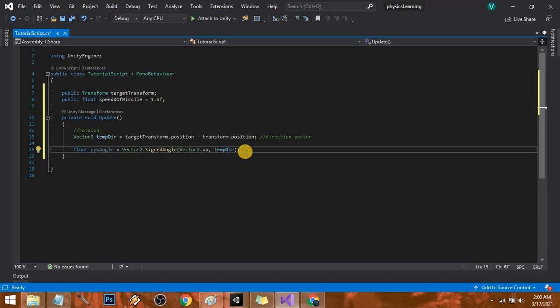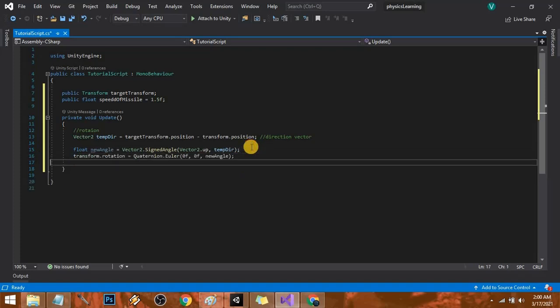Then you have to give this angle to the missile so that it knows this is the angle it should have so that it can point towards the target. To do that, we are going to say transform.rotation equals Quaternion.Euler, and then feed it a Vector3. Right now we want to rotate our missile along the z-axis, so we give 0f for the other axes, and then the angle that the missile should have so that it points towards the target. This is the only thing you need to rotate your missile.